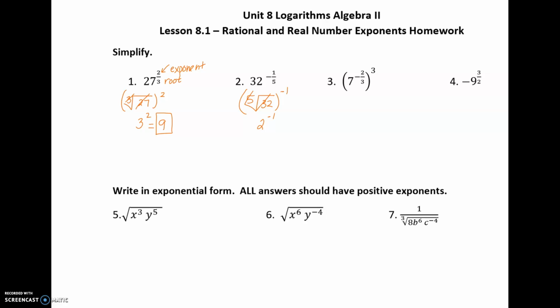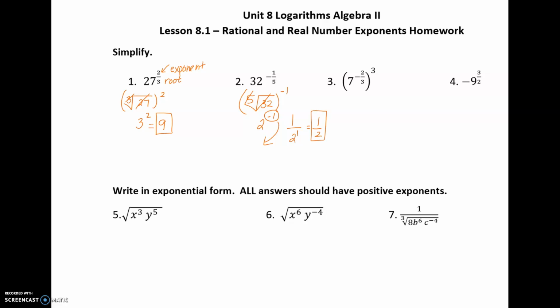What does that mean? That does not mean negative 2. That's an exponent. And when an exponent is negative, it moves to the denominator. When I move it to the denominator, 1 goes in the numerator, and the 2 to the first power, which is now positive, goes to the denominator, which is equivalent to 1/2.